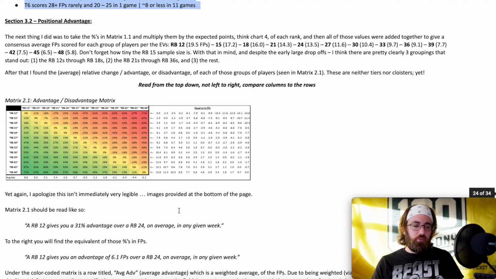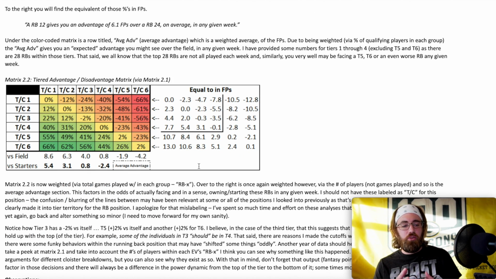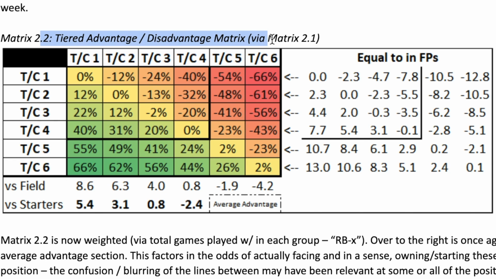Moving on to, once again, we will just skip over the tougher-to-read matrix, looking at the tier versus tier advantage/disadvantage matrix. That is exactly what it is. We're looking at how big of an advantage tier 1 might have against tier 2 here. Well, a 12% advantage. What does that mean in terms of fantasy points? About 2.3 fantasy points if you're putting Derrick Henry up against Joe Mixon last season on average. Might be a little bit bigger for Derrick Henry, actually.